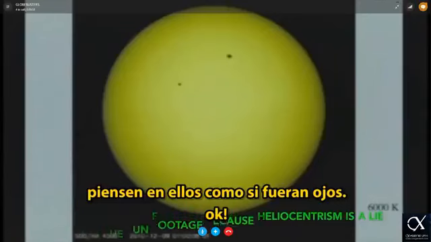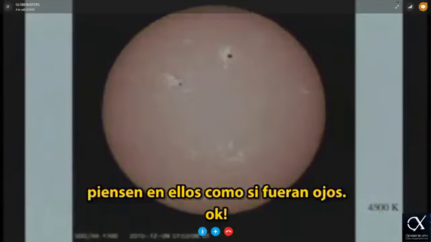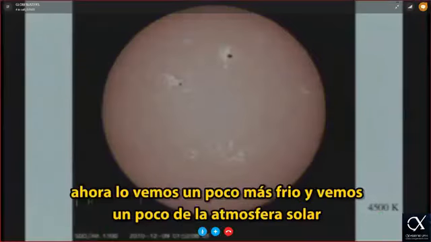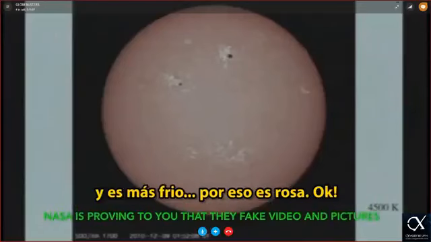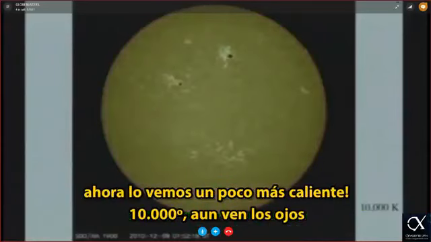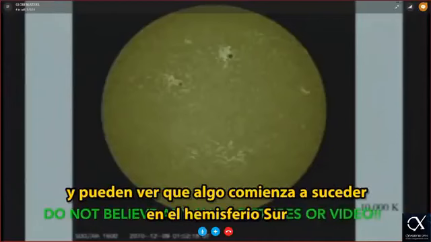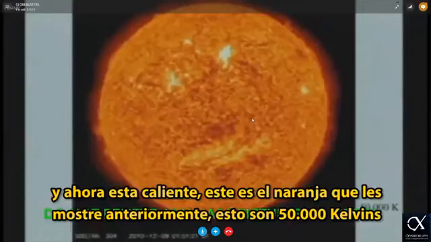Think of those as eyes. Okay, there they are again. This is a little cooler. This is a little higher in the atmosphere of the sun, and it's a little cooler, so it's pink. Okay, now we start getting a little hotter, 10,000 degrees. You can still see the eyes, and you can start to see something happening in the southern hemisphere. And so now let's get a little hotter. You can see the smile here. Yeah. The two eyes and the smile.